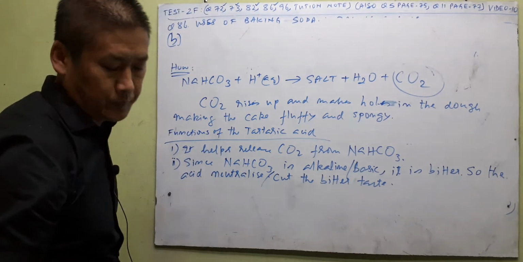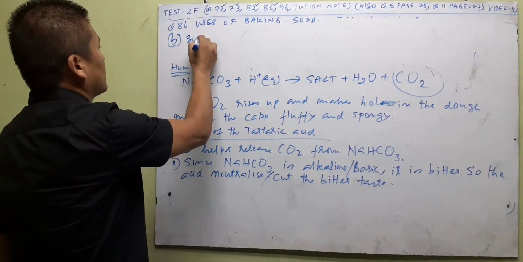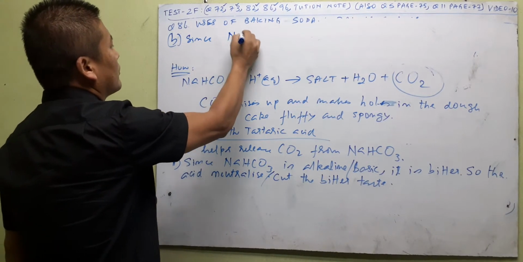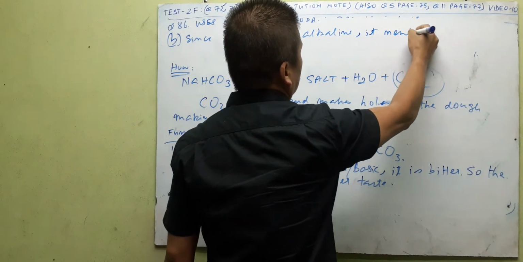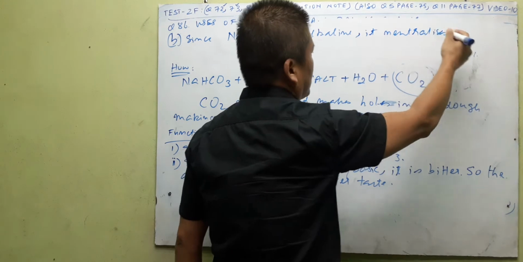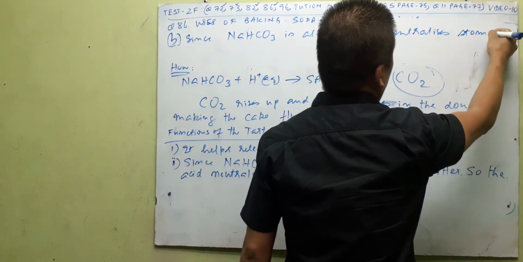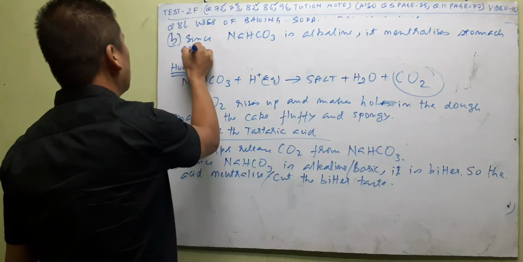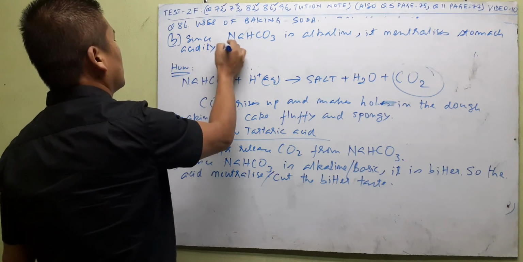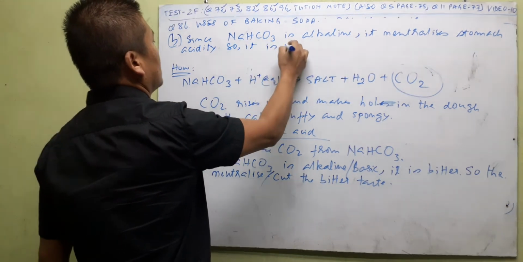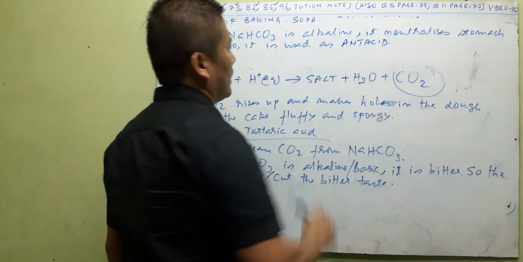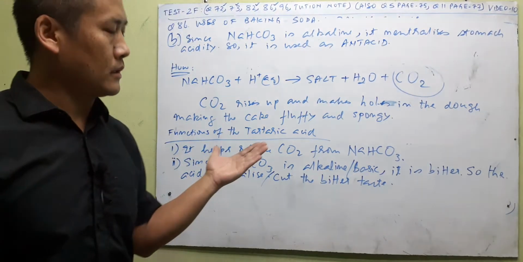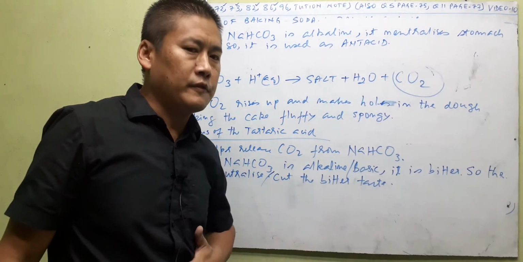Now you see here, since baking soda, write along with me, is alkaline. Alkaline means basic. It neutralizes, just write it down first, neutralizes stomach acidity. I'll explain it to us. So it is used as antacid. So we must know what is antacid. Antacid is a base that cuts the excess acid in our stomach and gives relief to the stomach pain.